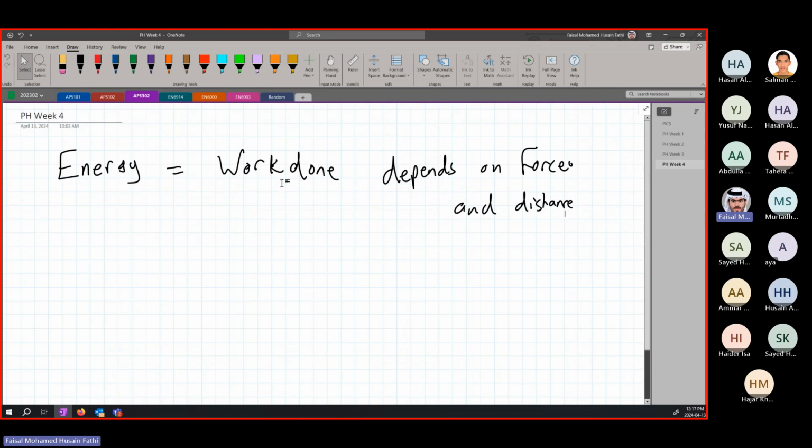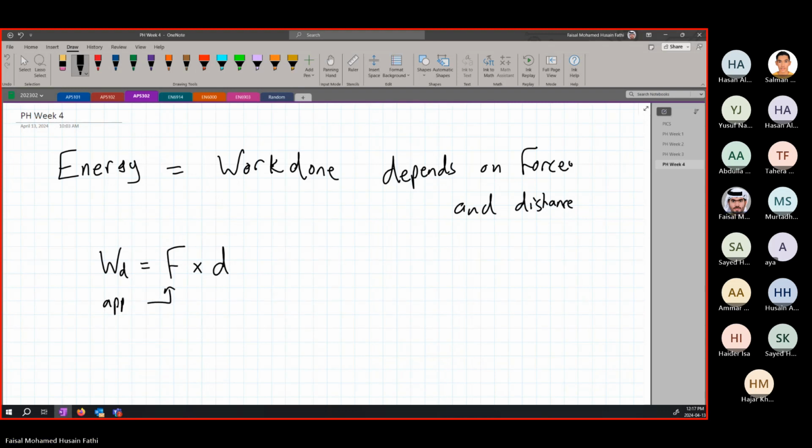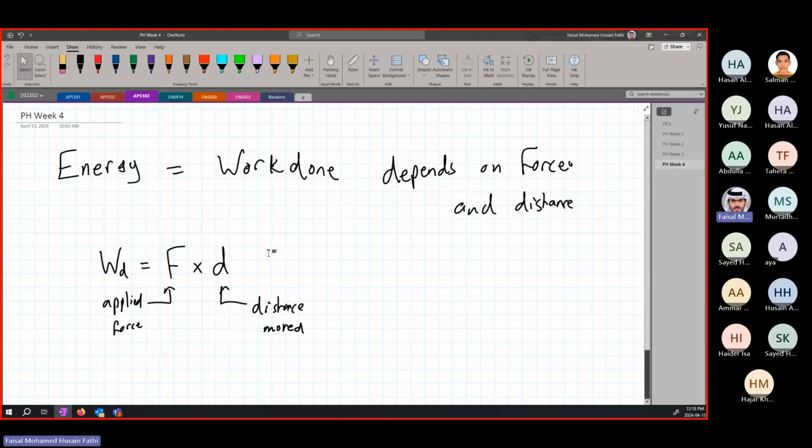It is based on the work done, which is going to be based on the force and the distance. And simply the work done, W, is equal to force times distance. Okay, so this is the applied force, and this is the distance moved. All right, this is the simple explanation of the work done, which is also equal to the energy being transformed.